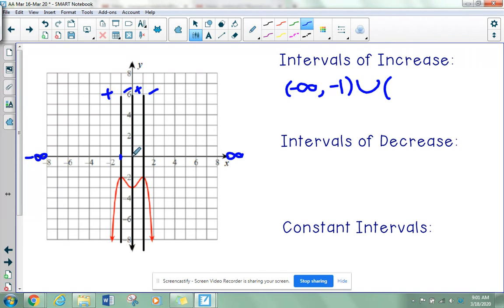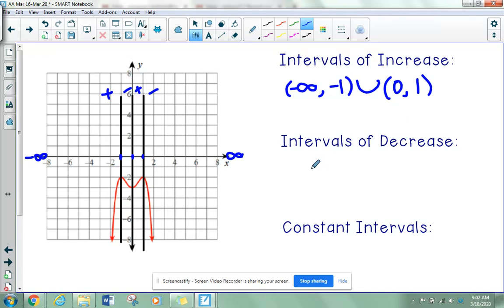I look right here and I'd say, okay, this is where it starts, this is where it stops. This is 0, and then this is 1. So I'd say from 0 until 1. It's a really small interval, but in that interval, it is increasing. And again, we use parentheses because at those specific values, it's not doing anything.